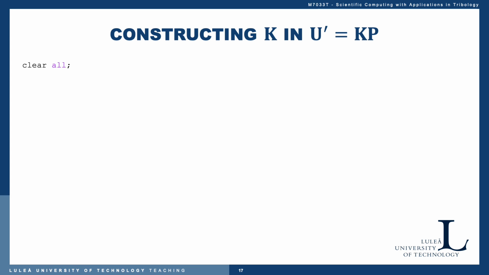Let us now try to construct the kernel matrix K in the expression for the auxiliary deformation U prime equals KP. So if doing this in MATLAB, we should start with MATLAB's first commandment, clear all. Next should be followed by an input section, which in this case is very simple. It's just the number of nodes and the computational domain.